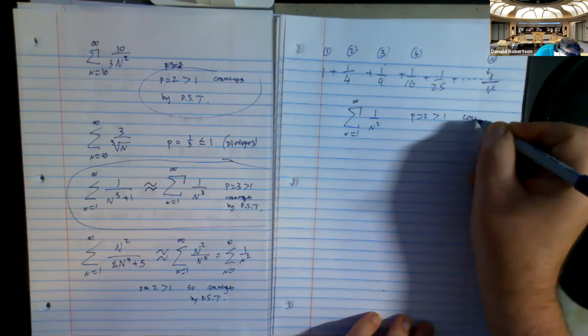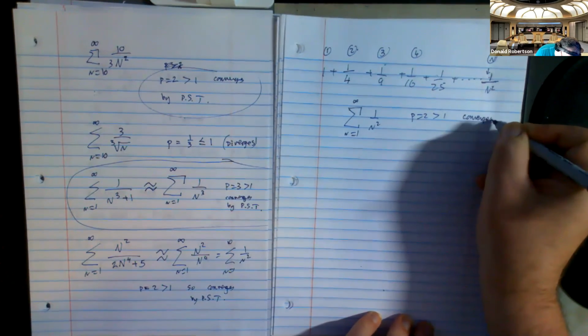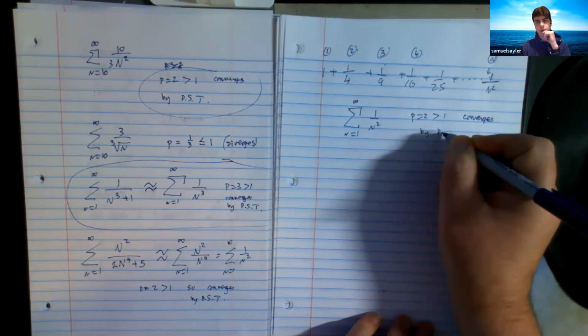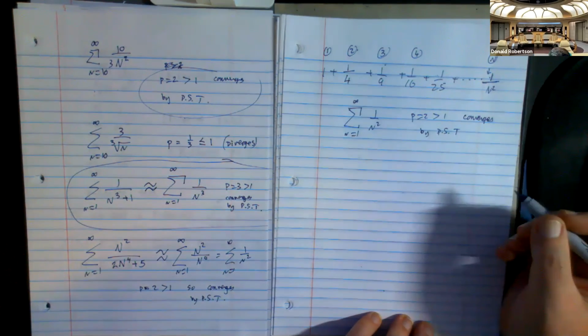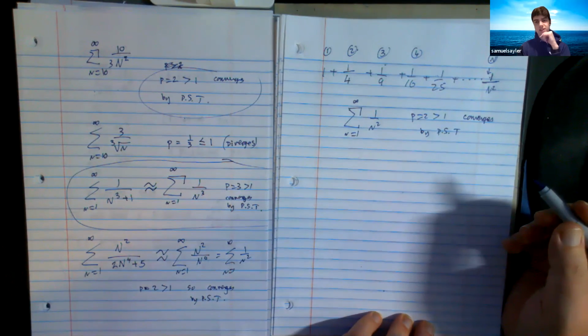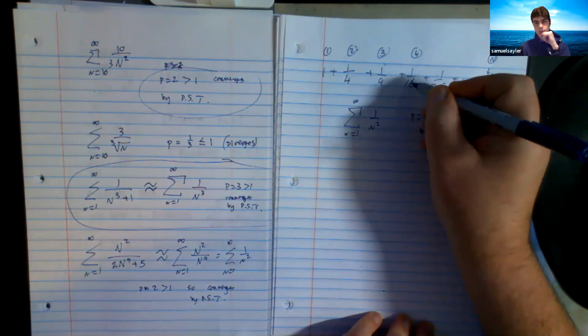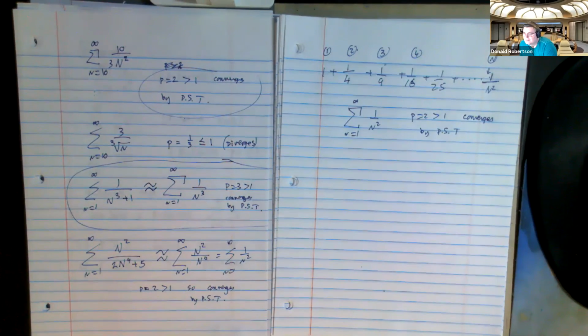So it converges by the P series test. How do you get the 1/10? How do I get the 1 what? It's just 1/16. That's 1/16. I just wrote badly. So it's 1/16. It's not 1/10. We cool about that?